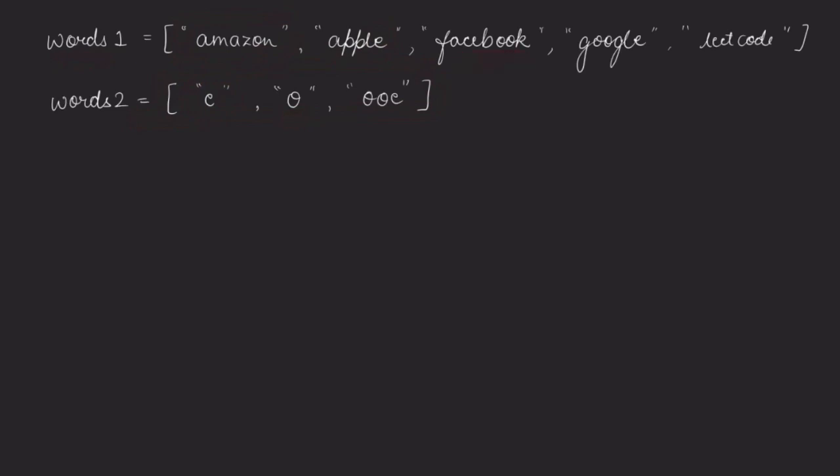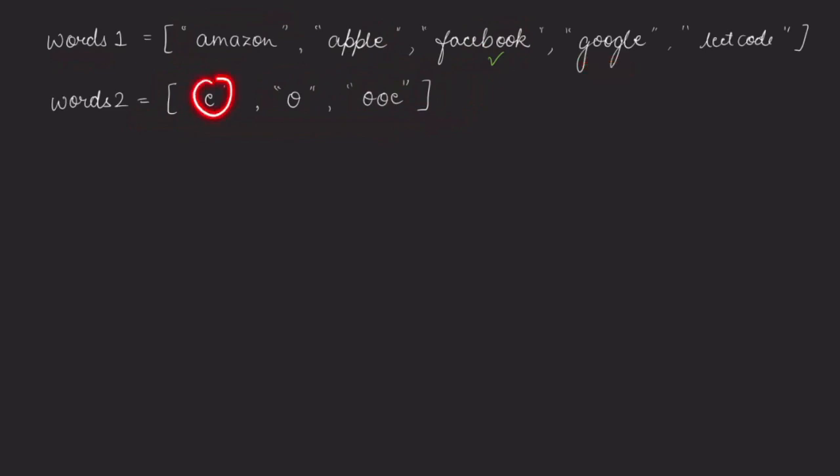Then we have Facebook. So now here, do we have an E? Yes, we have over here. Do we have an O? Yes, we have. Do we have two O's? Yes, we have two O's. Do we have one E? Yes, we have one E. So all of these strings are a subset of Facebook, right? So this is a universal string, right? It will be included in our answer.